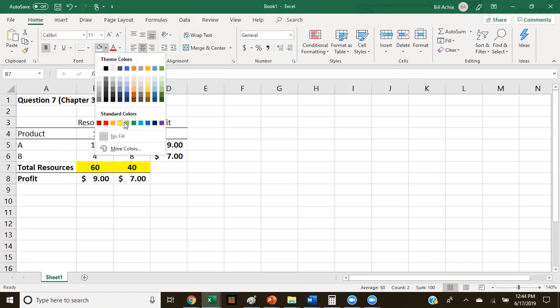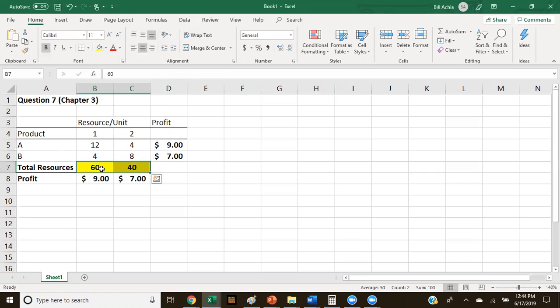Okay, and then we're given that each resource has a maximum. In the case of resource 1, the maximum amount of resource available is 60, and the maximum amount of resource 2 available is 40.